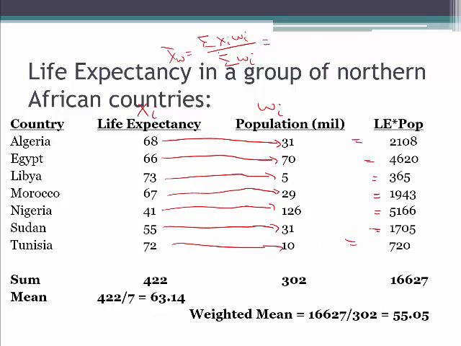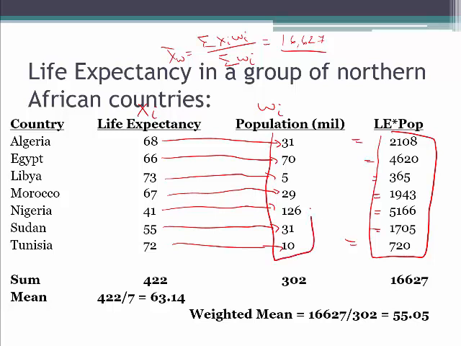All right, so then up here, to use our formula, you're going to have to sum each x value times its corresponding weights. Well, you need to sum all these values here. And when you do, you get 16,627. Now, you can't divide this by 7. If you divide this by 7, you'd say that the life expectancy is over 2,000 years. No. That's why you divide by the sum of the weights. So you sum these, you get 302.